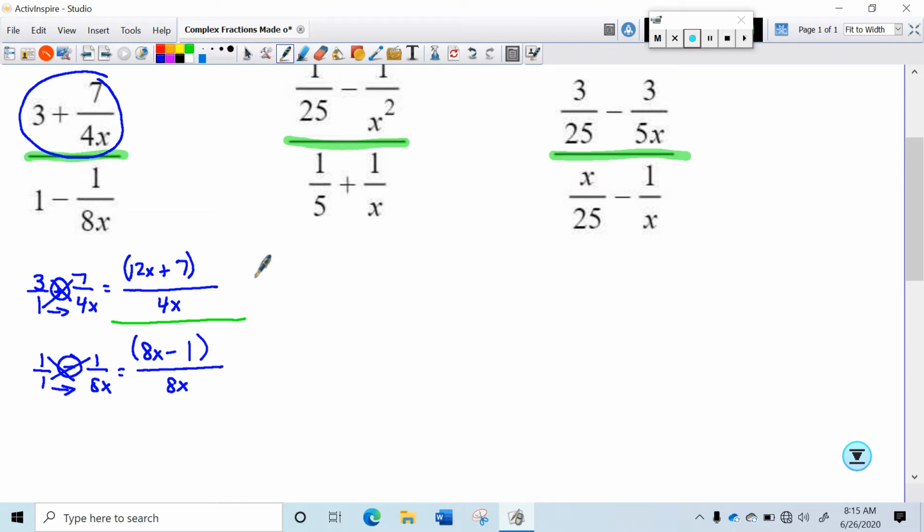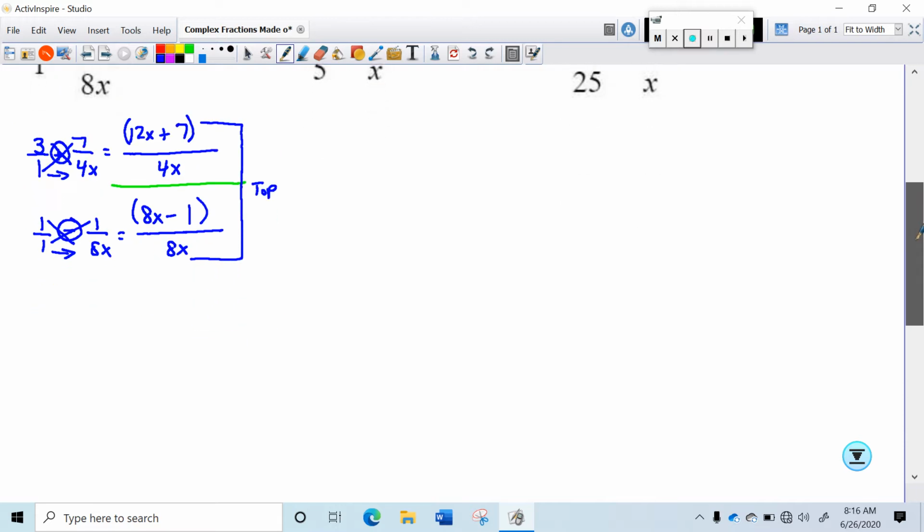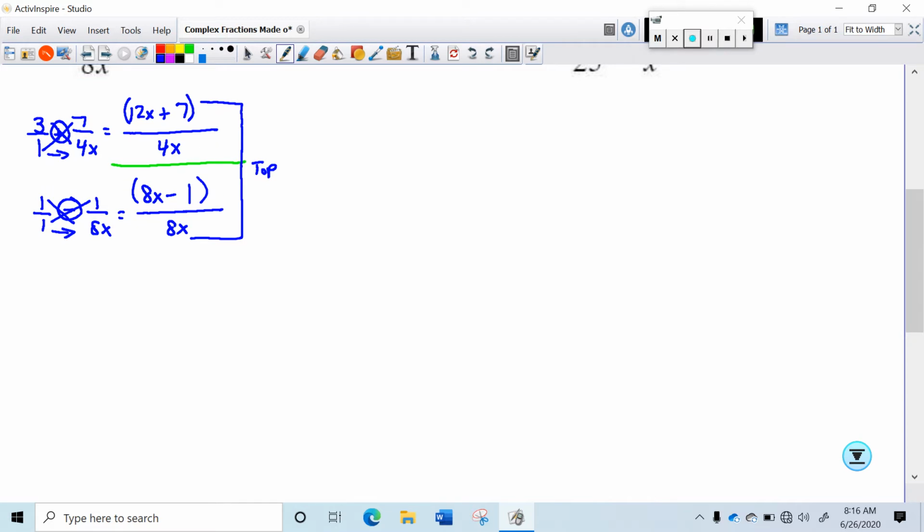Now, anything that's outside goes on the top. And anything that is inside, oops, go ahead and put that on the top. So I have a 12x plus 7 on the top, and not in parentheses, and 8x. Anything that's on the inside goes on the bottom. So I have a 4x and an 8x minus 1.